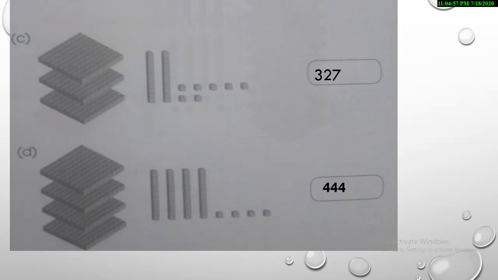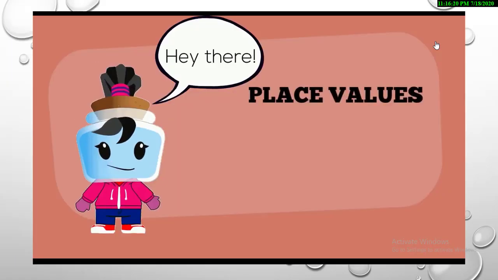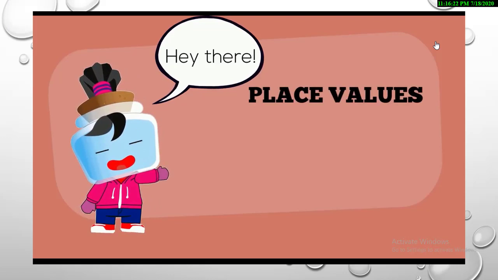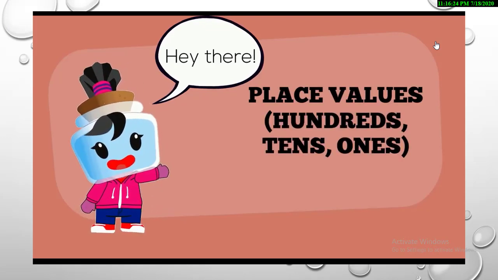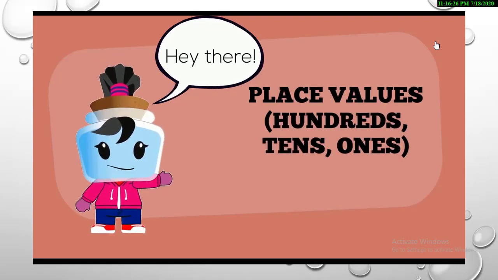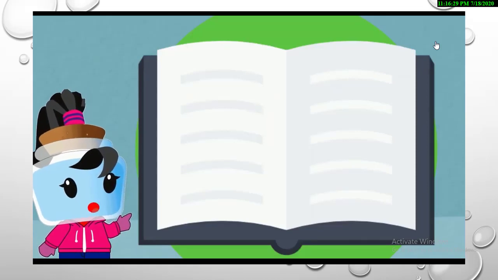Yes, I just did it quickly because it's very simple. Three hundreds are mentioned over here. I mentioned 3, then 2, and there are 7 ones. So I quickly mention it. See how much easier it is? We will be learning more about place values, in particular, hundreds, tens, and ones place values.